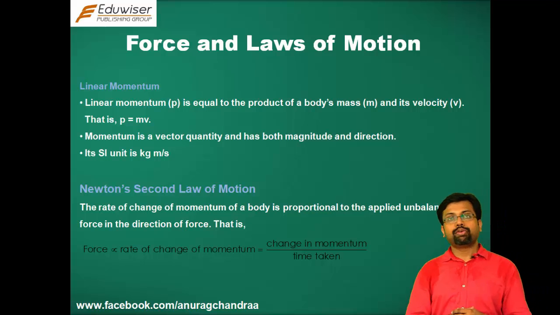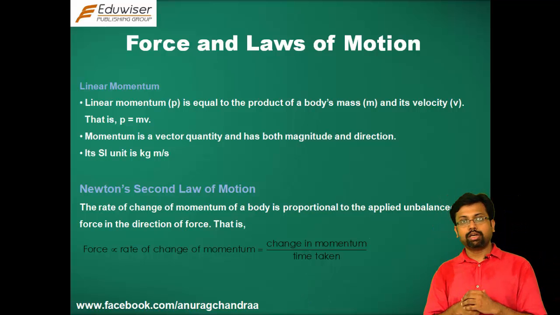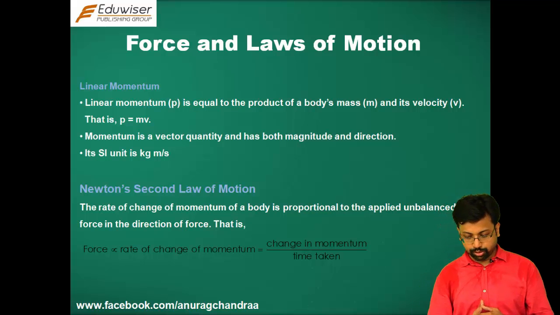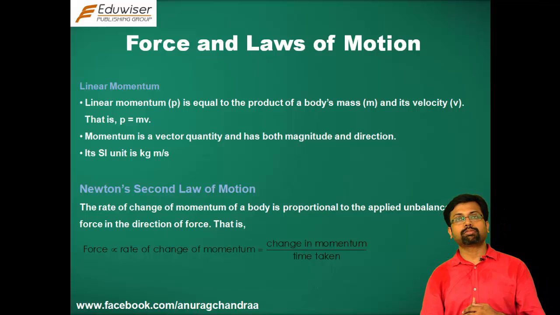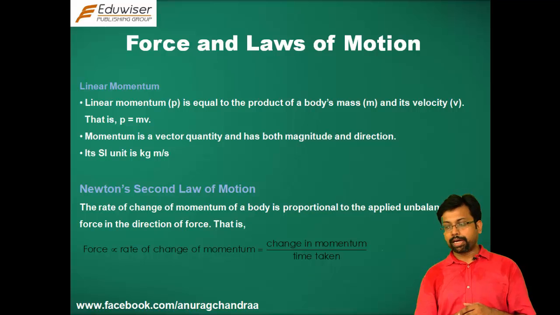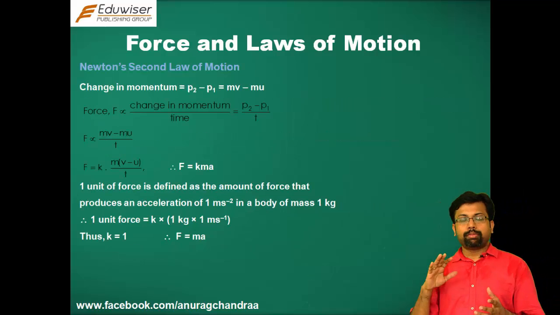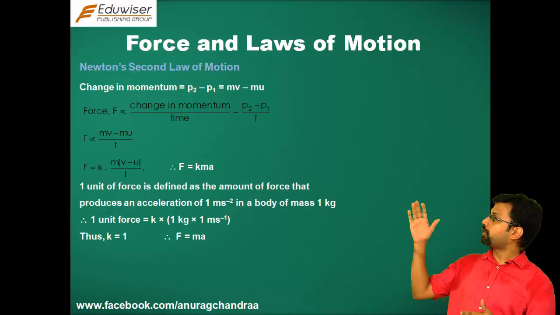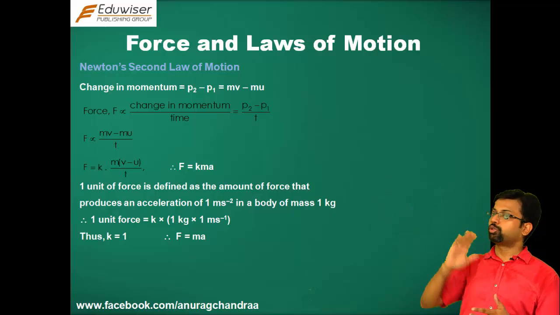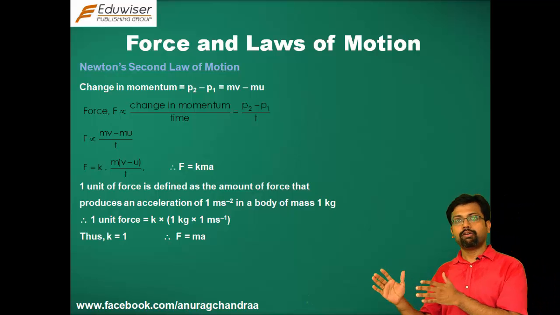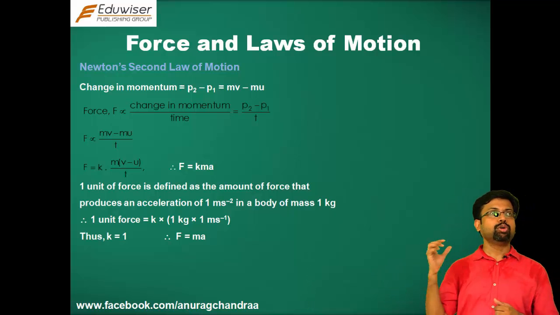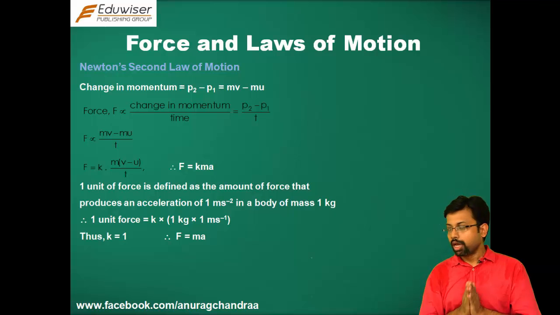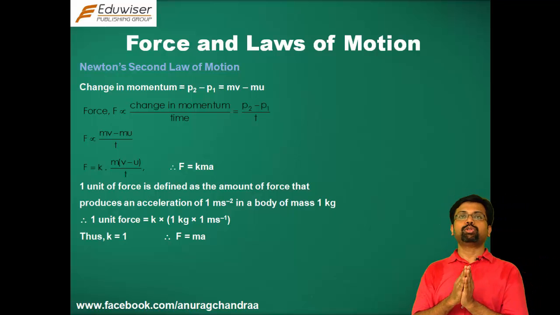Now in the next slide, we are going to understand how you derive the magnitude of force using Newton's second law of motion, because we had discussed earlier that Newton's second law of motion is used to derive the magnitude of force. For any body, what is the change in momentum? Change in momentum would be P2 minus P1, where P2 is the final momentum and P1 is the initial momentum. P2 would be equal to mv, where v is the final velocity, and P1 will be equal to mu, where u is the initial velocity. So the change in momentum would be mv minus mu, and the rate of change of momentum would be (mv minus mu) divided by t.